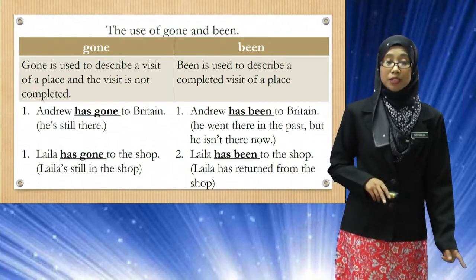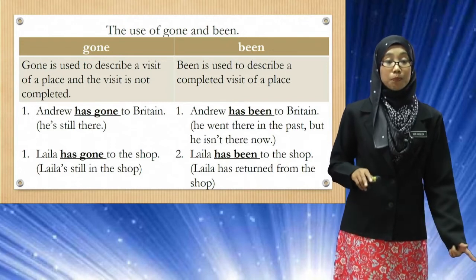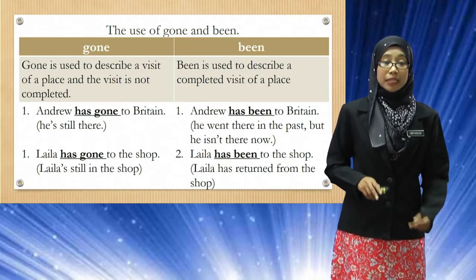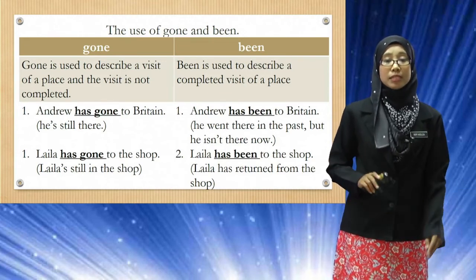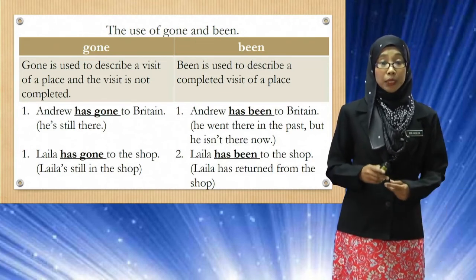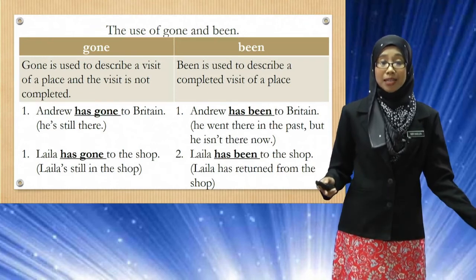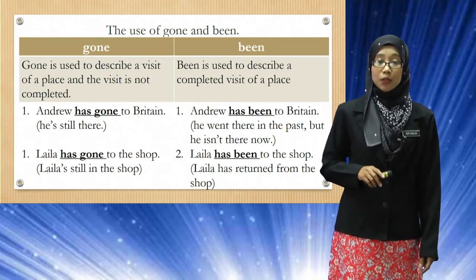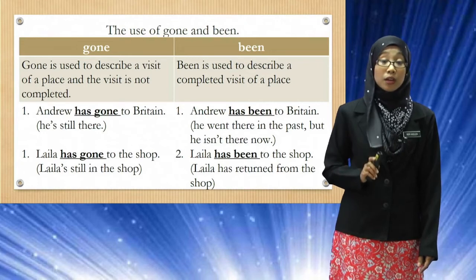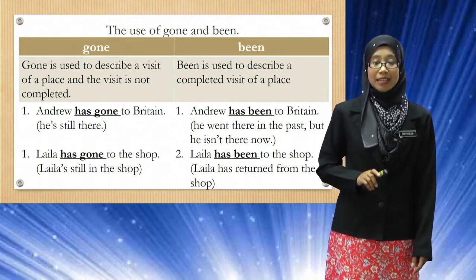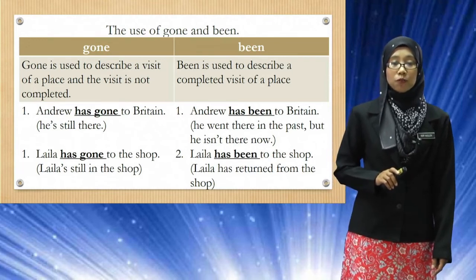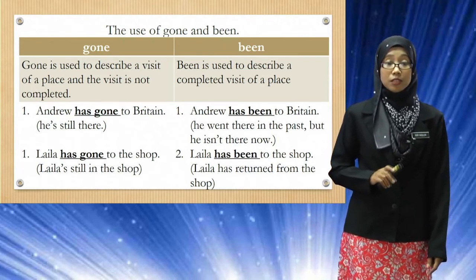Okay, we look at the next one, which is been. Been is used to refer to completed visits to a place. We visited the place in the past, but in the present, we are no longer there. We have left the place.